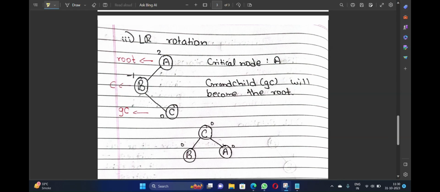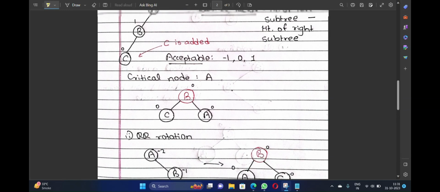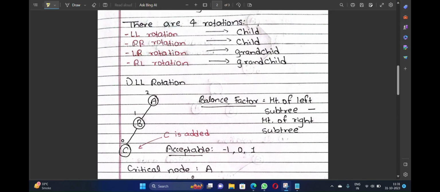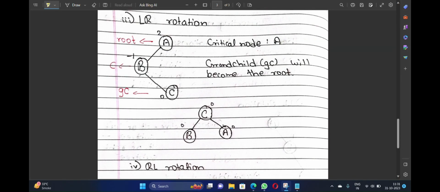In the earlier examples, we were adding C to the right and right part, and before that we added C to the left and left part of A. Here we have to perform left right rotation because C has been added to the left and right part of A. So here we will be replacing the critical node with the grandchild, and the grandchild of the critical node A is C.